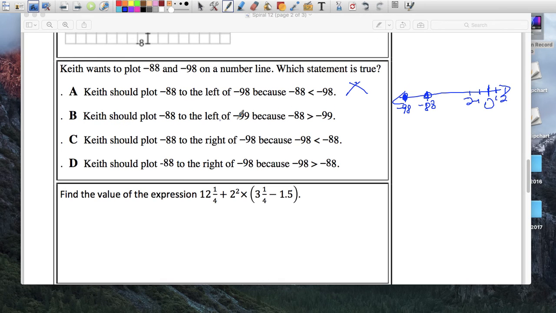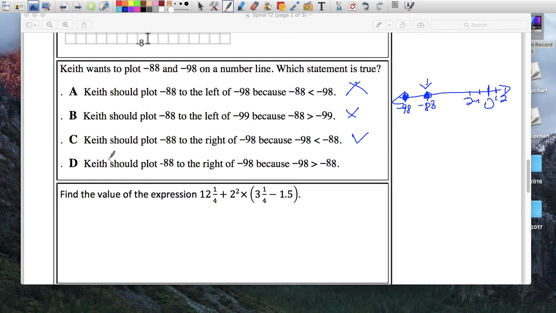-88 to the left, again, I'm not even going to read the rest because it's not going to be on the left. -88 should be on the right. Keith should plot -88 to the right of -98 because -98 is smaller than -88. It is smaller. Remember, when you have 2 points and I ask you which one is the bigger one, the number on the right is always the bigger one. So that one is the correct statement.